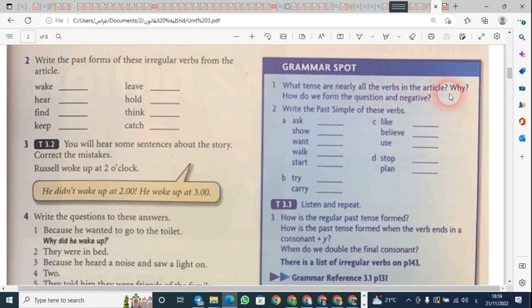What tenses are nearly all the verbs in the article? Why? How do we form the question negative?